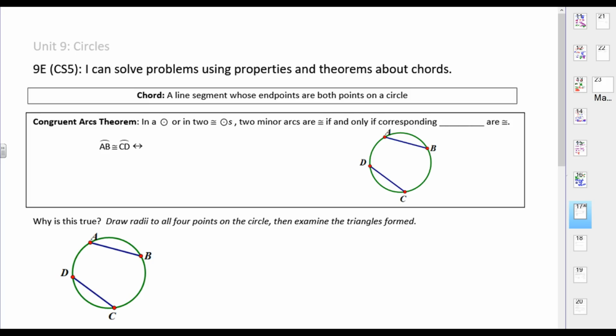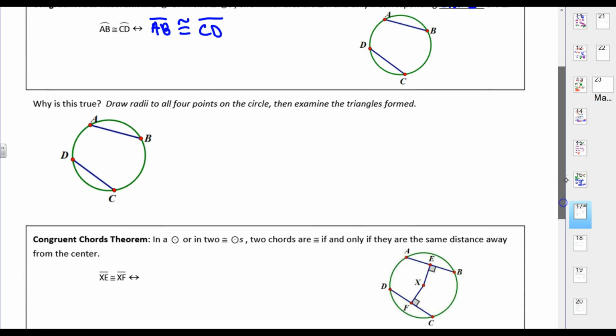I can solve problems using properties and theorems about chords. So our first concept about chords is the congruent arcs theorem. What it says is that in a circle or in two circles, if my minor arcs are congruent, if and only if the corresponding chords are congruent. So if arc AB is congruent to arc CD, then also segment AB, that chord AB, is congruent to chord CD. And let's talk about why this is true.